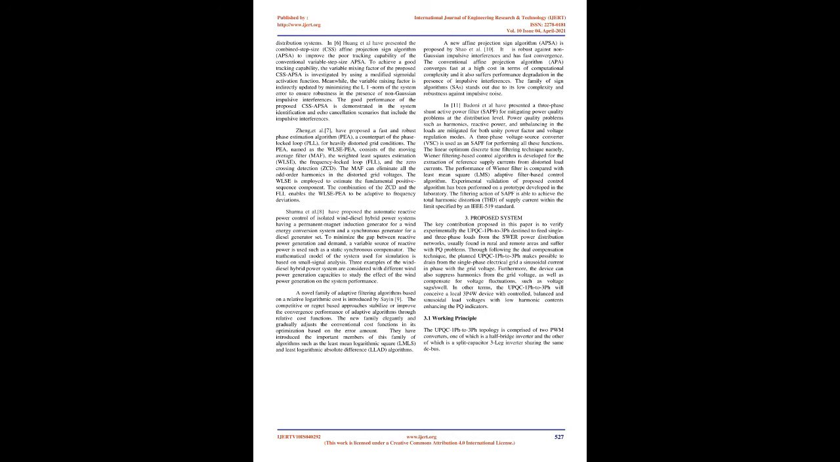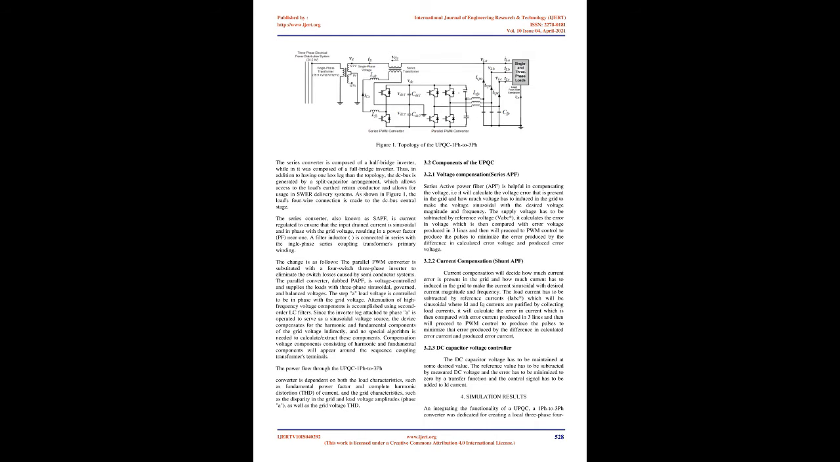Zheng et al. [7] have proposed a fast and robust phase estimation algorithm, PEA, a counterpart of the phase locked loop, PLL, for heavily distorted grid conditions. The PEA, named as the WLSEP, consists of the moving average filter, MAF, the weighted least squares estimation, WLSE, the frequency locked loop, FLL, and the zero crossing detection, ZCD. The MAF can eliminate all the odd-order harmonics in the distorted grid voltages. The WLSE is employed to estimate the fundamental positive sequence component. The combination of the ZCD and the FLL enables the WLSEP to be adaptive to frequency deviations.